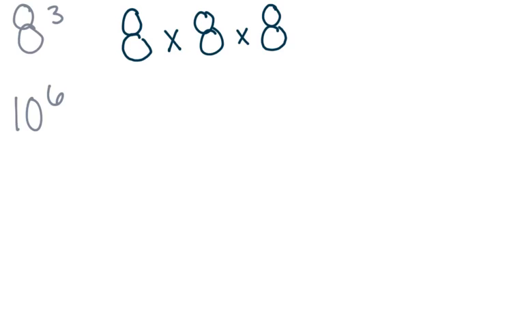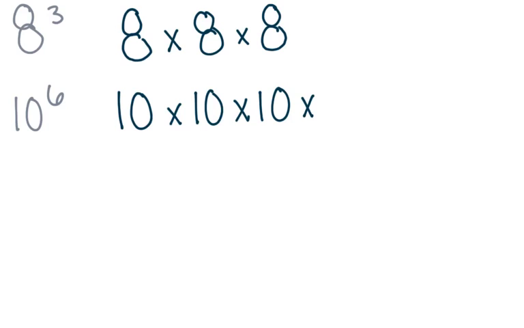Our next example is 10 to the power of 6. Our base number is 10, so we know we're going to be multiplying by 10. And then our exponent is 6, so we know we're going to be multiplying 10 6 times. So 10 times 10 times 10 times 10 times 10 times 10.